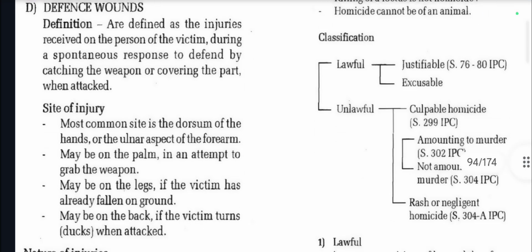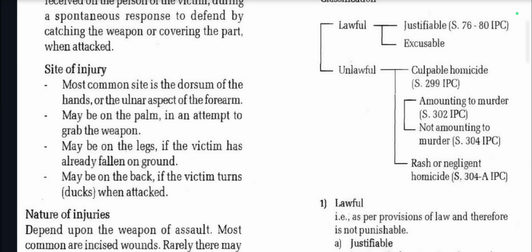What is the site of injury? Most common site, this is a Viva question, most common site is the dorsum of the hands, or on the ulnar aspect of the forearm. So it may be on the palm in an attempt to grab the weapon, it may be on the legs if the victim has already fallen on the ground, it may be on the back if the victim turns when attacked. So these are the sites of injuries.